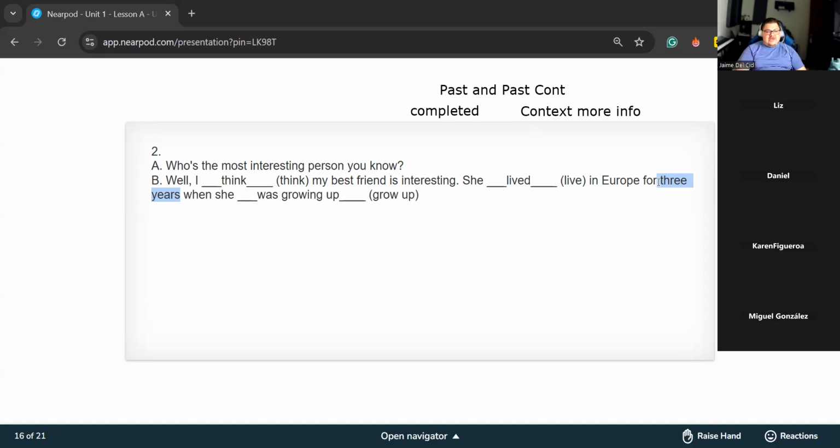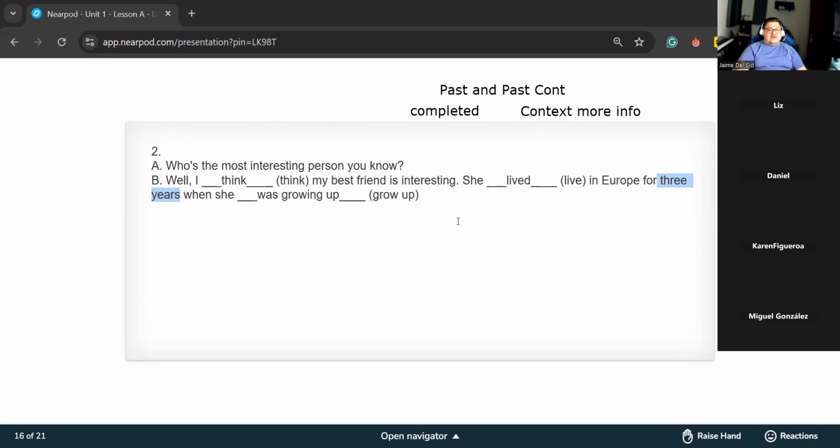Acá, por eso es que yo veo que el uso o el purpose del past continuous no se cumple, porque no me está dando mucha más información de algo que se vio interrumpido, ¿verdad? Sino simplemente estaba contándome que esta persona vivió 3 años. So that means that it's a completed action. It's past simple. She lived in Europe for 3 years.